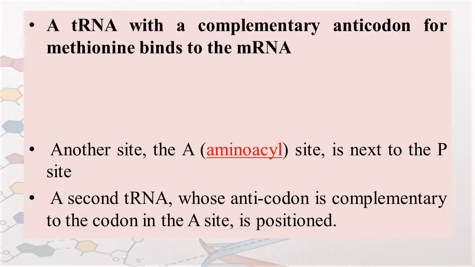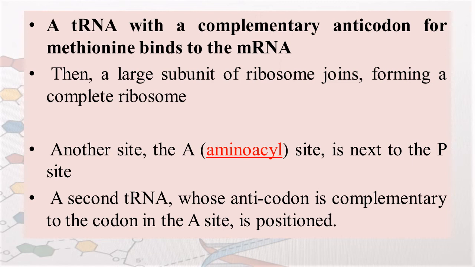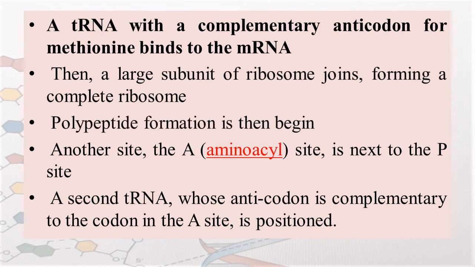The transfer RNA with the complementary anticodon for methionine binds to the messenger RNA first. Then a larger subunit of ribosome also joins, forming a complete ribosome. Got it, students? Do you understand, students? After this, when the larger subunit of the ribosome also joins, polypeptide formation then begins.